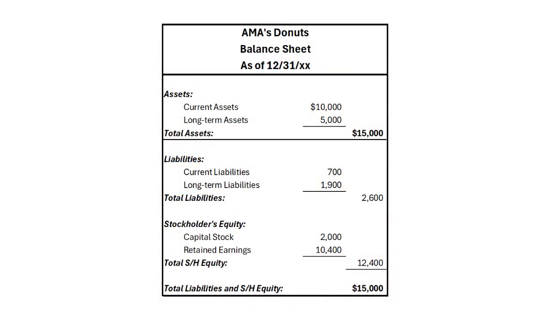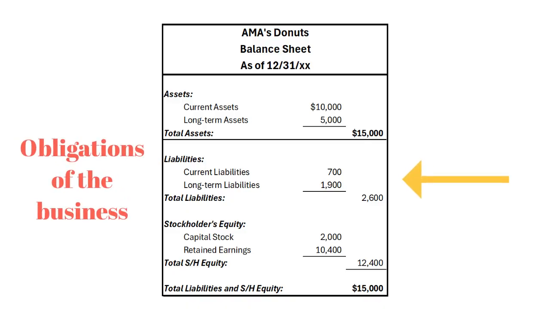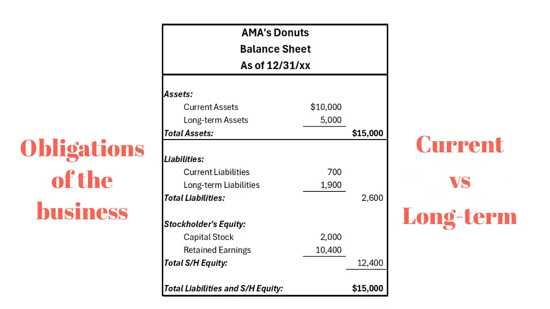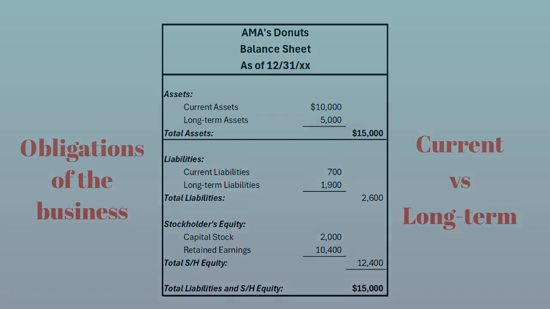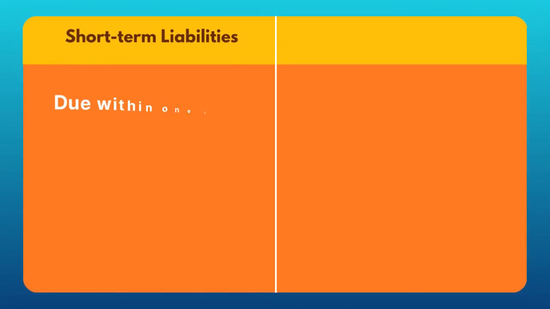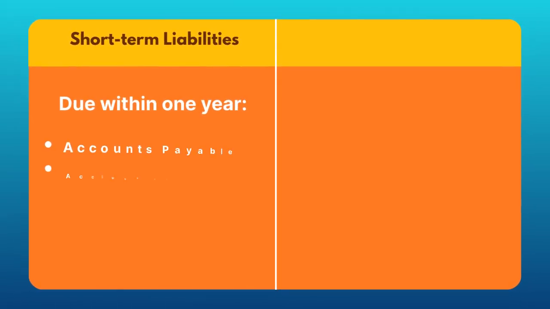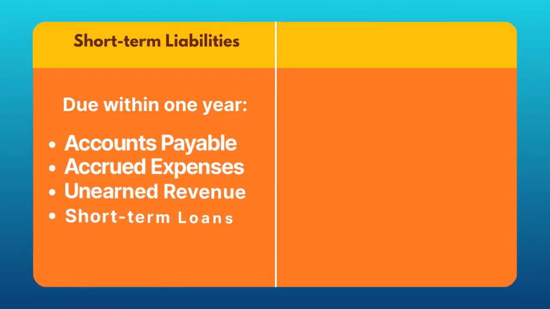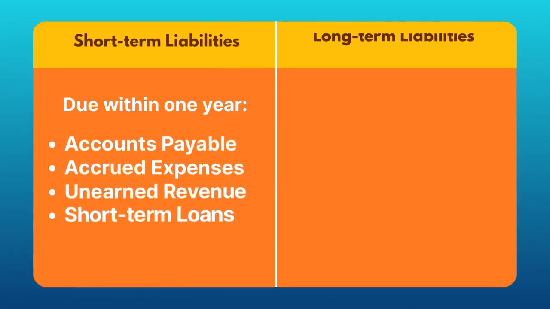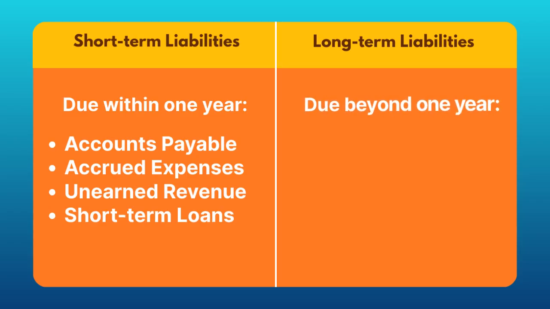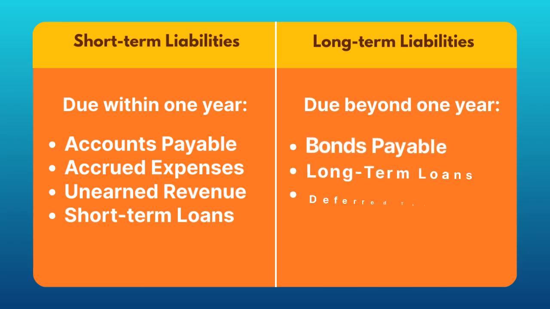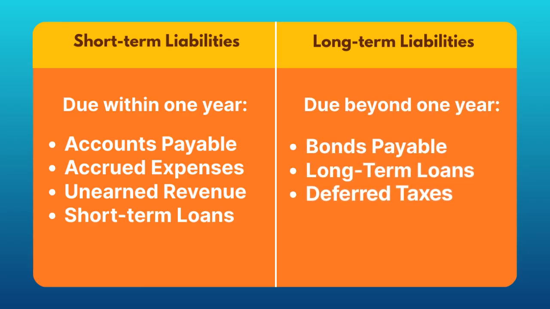Now we move on to liabilities, which are the obligations of the business. It could be money that is owed or services, but the business owes something. This category is also broken into current or short-term and long-term. Short-term liabilities are due within 1 year. This includes your basic accounts payable, accrued expenses, unearned revenue, and any short-term loans. Long-term liabilities are due beyond 1 year and include items like bonds payable, any long-term loans, or deferred taxes.